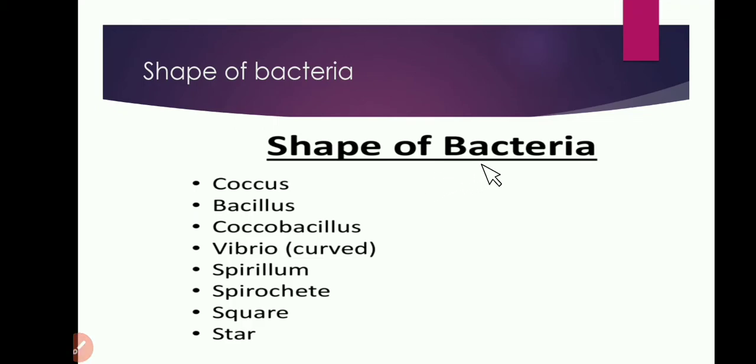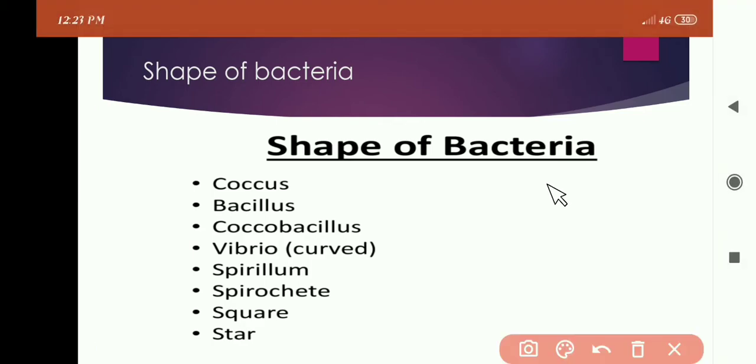This is the shape of bacteria. There are a number of shapes of bacteria: coccus, bacillus, coccobacillus, vibrio, also called comma, spirillum, spirochete, square, and star shapes. All these are shapes of bacteria. Bacteria occur in three basic shapes, namely rod shape, bacillus, coccus, that is spherical, and spirals with turns like threads on screws. Some prokaryotes are perfectly spherical, but others may be oval, flat, or elongated.